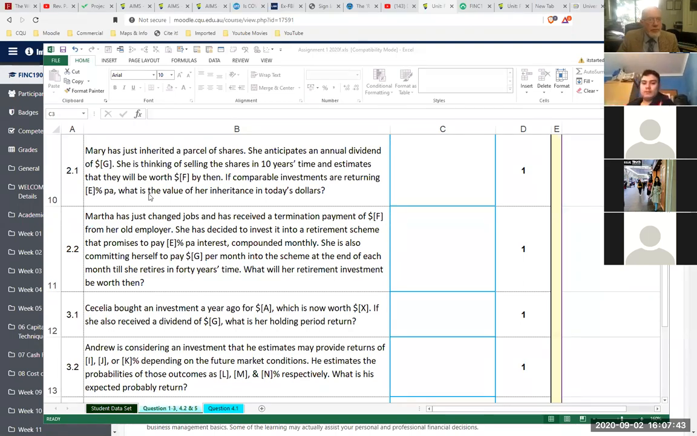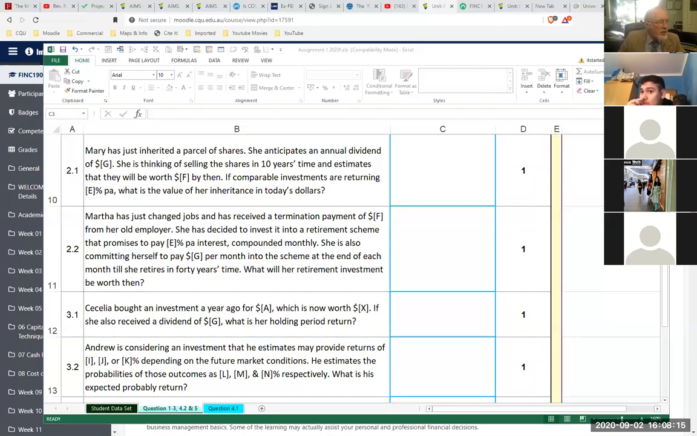Read the very last line in the question. That's how I figured out the formula. Say again, Tasha? Read the very last line in the question: what is the value of her inheritance in today's dollars? Yes. Okay, that means we're really asking a present value question.